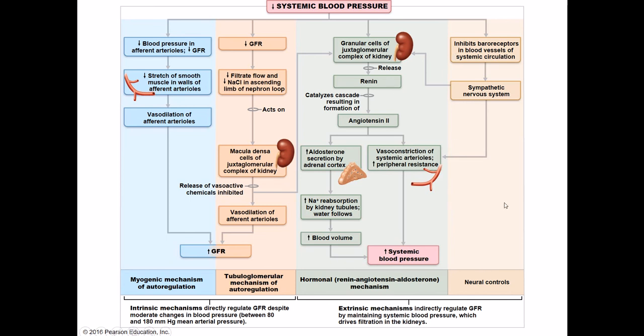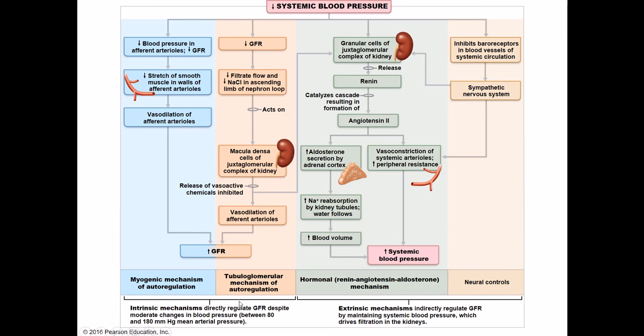If we look at the neural mechanisms, we get activation of the sympathetic nervous system by the baroreceptors. If blood pressure gets too low, the sympathetic nervous system causes the kidneys to release renin. It also causes epinephrine and norepinephrine to come out of the adrenal gland. We get vasoconstriction. Epinephrine and norepinephrine constrict the arterioles and reduce the GFR, which increases blood volume, which increases blood pressure. So these are our extrinsic mechanisms.